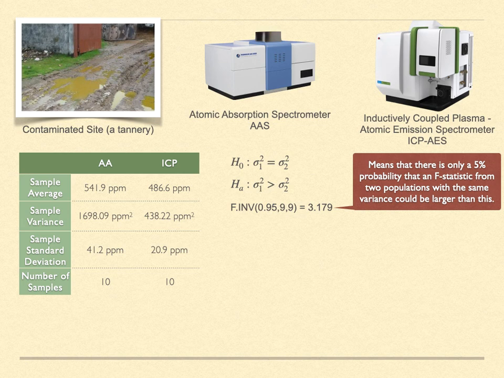It means that there's only a 5% probability that an experimental F statistic will have a value greater than this value and still have the null hypothesis being true. From our data, we find the calculated F statistic to be 3.875. The calculated statistic is greater than the tabulated one. This means that we can reject the null hypothesis with 95% confidence. We can infer from this that the larger variance, and therefore the larger standard deviation, in the AA experiment is more than just statistical variation, and we will get better results using the ICP-AES experiment.